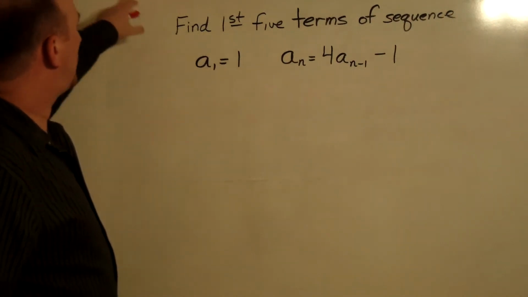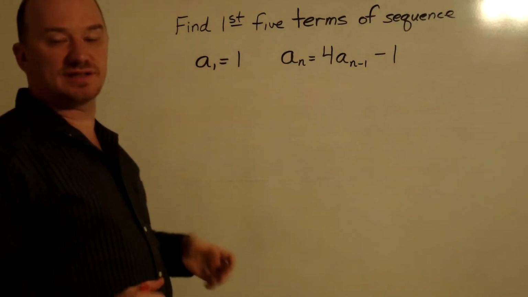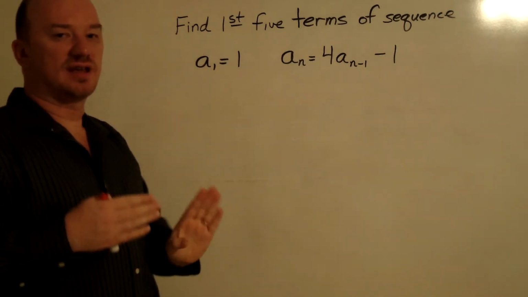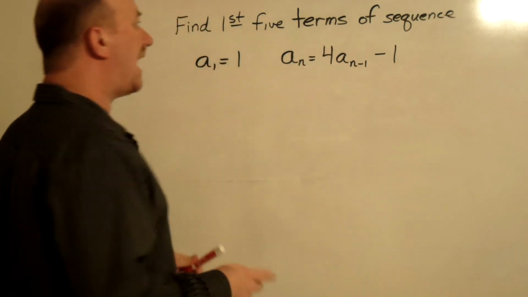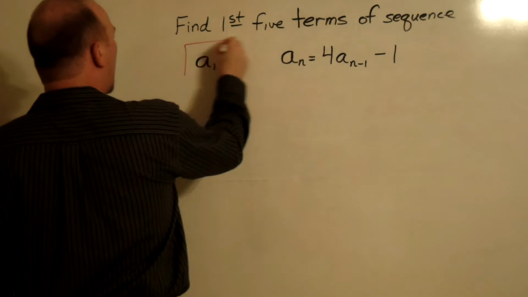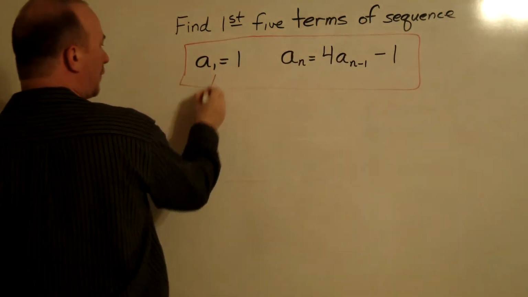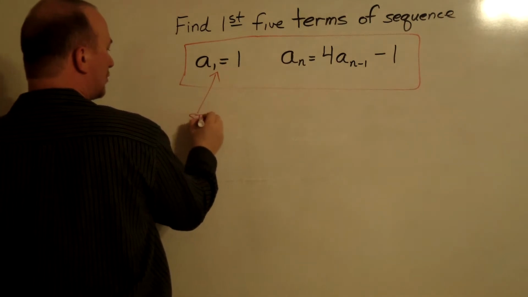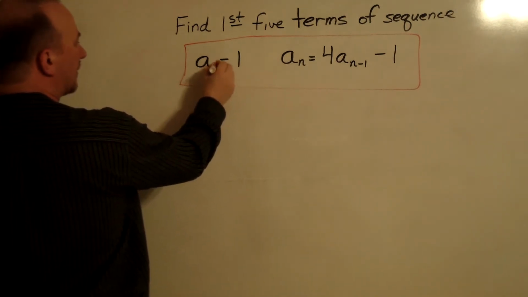What I wrote up here was a sequence. A sequence is just a string of numbers that follow some kind of rule. And they have to tell you where you start from. And if you're given this, the first piece is where you start. And that's why it has a 1 here.